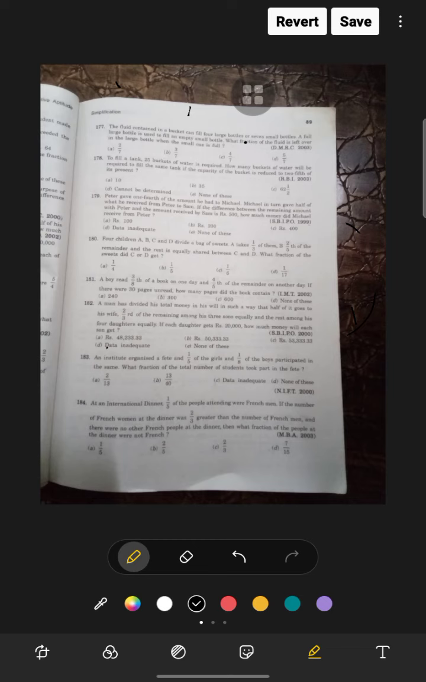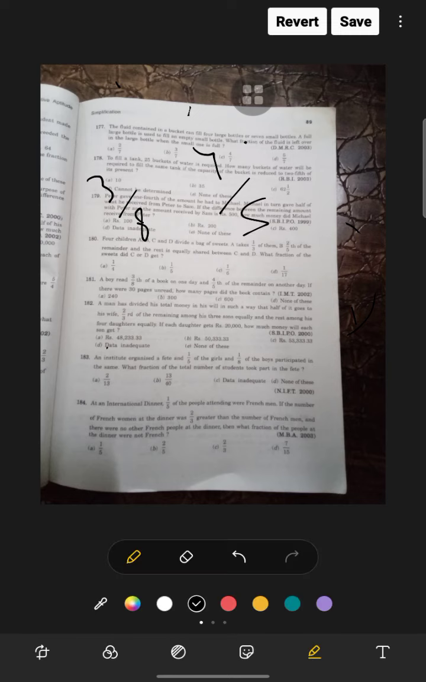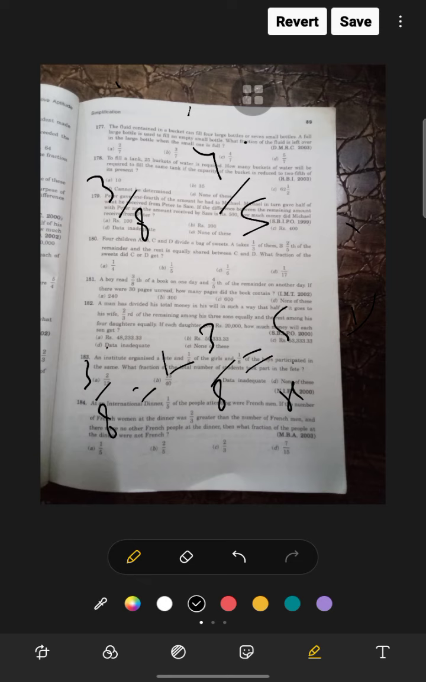Okay, next. A boy read 3 by 8 of a book on one day and 4 by 5 of the remainder on another day. If there were 30 pages unread, how many pages did the book contain? So its part of the first day was 3 by 8. So it's 1 minus 3 by 8 equals 5 by 8. Okay, and part read the second day. Second day is 4 by 5.